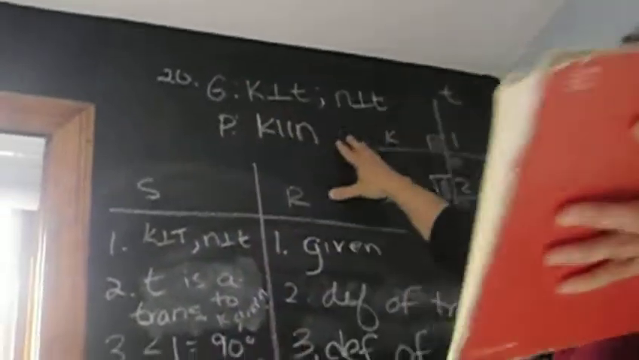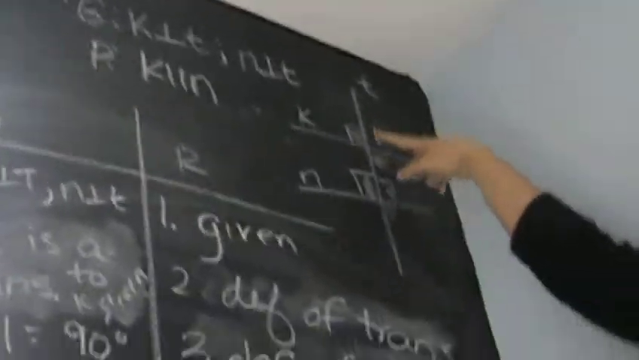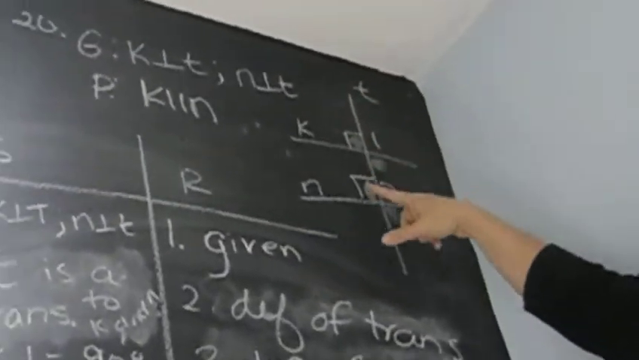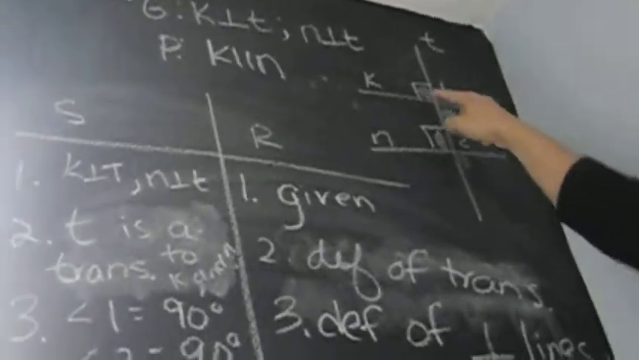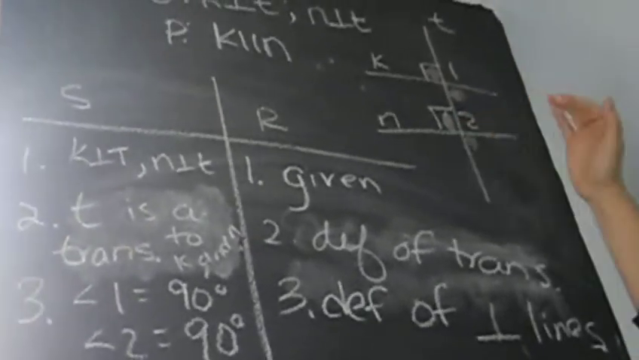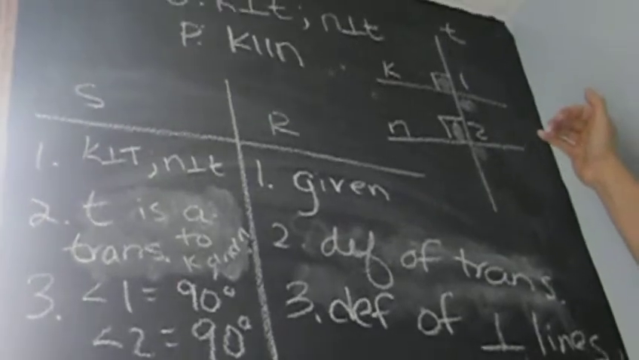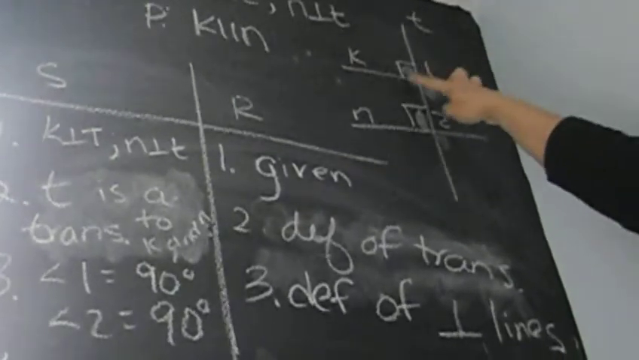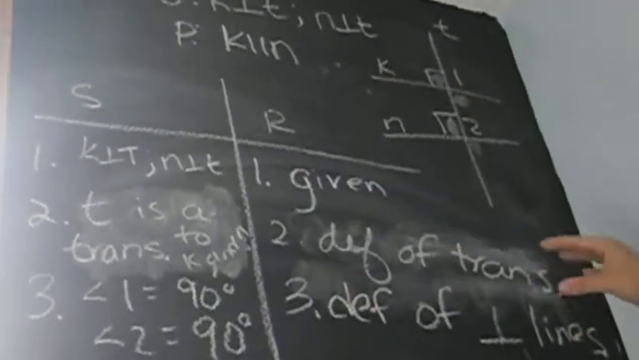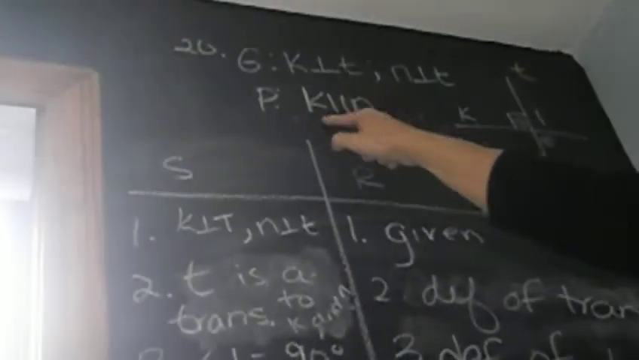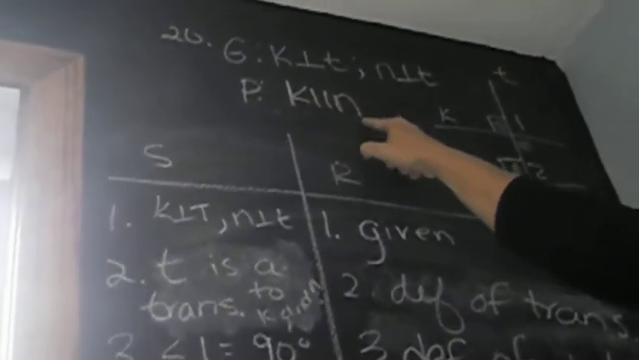Okay, I've got two proofs. The first proof, I'm going to have to stand up on a chair. K is perpendicular to T, and N is perpendicular to T. First thing I did was I started drawing other numbers for angles, but I'm like, you know what, I probably don't need them. So I ended up erasing them, and I changed a couple of my steps. I have to prove that K is perpendicular to N.